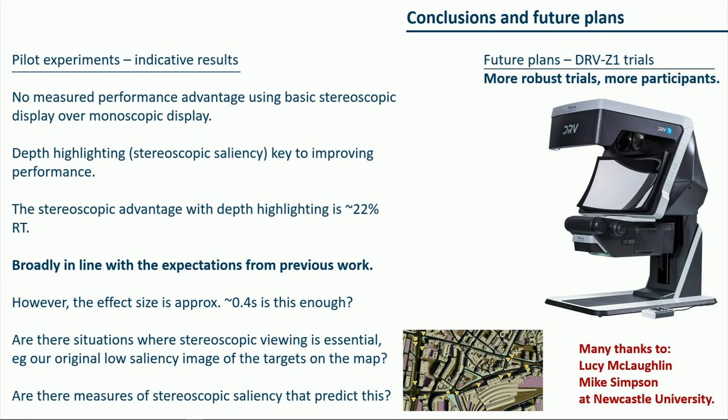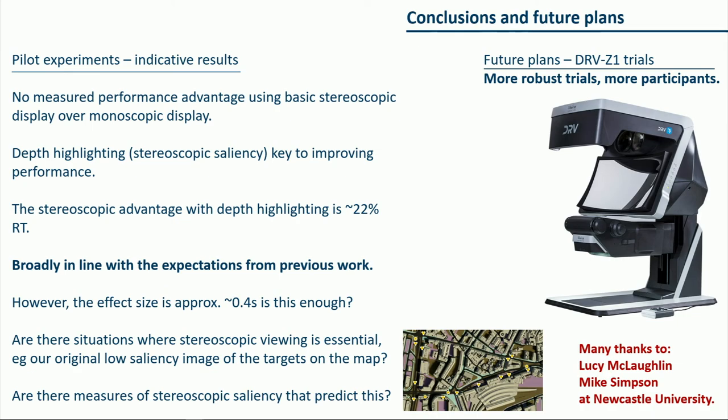So, these are pilot experiments. We're trying to work out, is it worth putting the effort into stereoscopic production for our visualizations? There's no measured performance advantage over using a stereoscopic display over a monoscopic display, but when you introduce the depth highlighting, the stereo starts to have an advantage. So this is broadly in line with previous work. You have to ask the question, is a 0.4 second speed up really worth it? Even if it's significant, is that really worth it for people? Or are there situations where the stereoscopic viewing becomes essential?